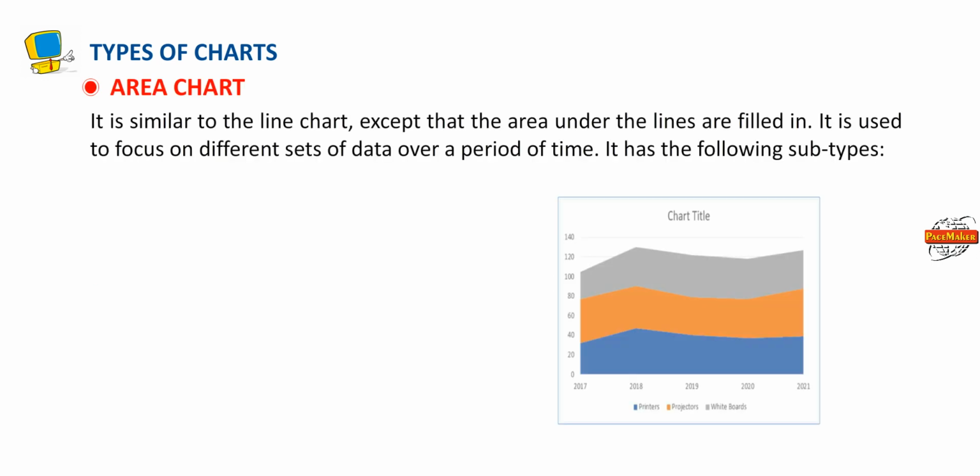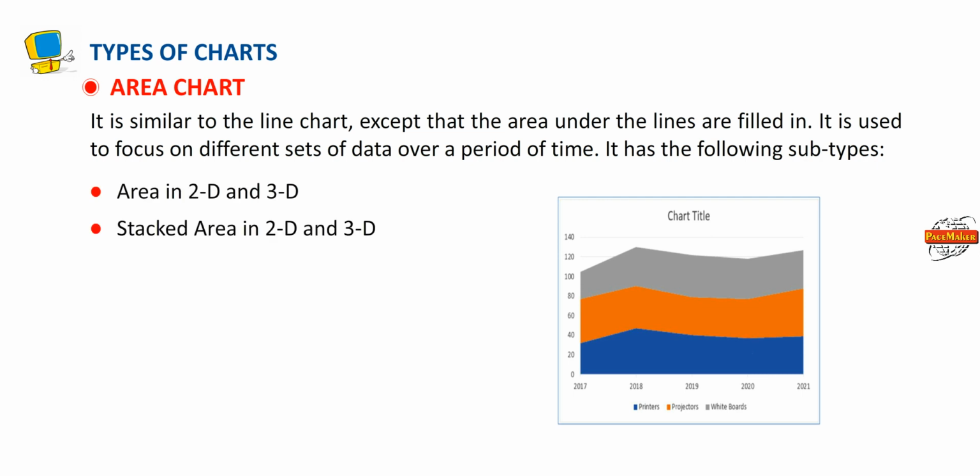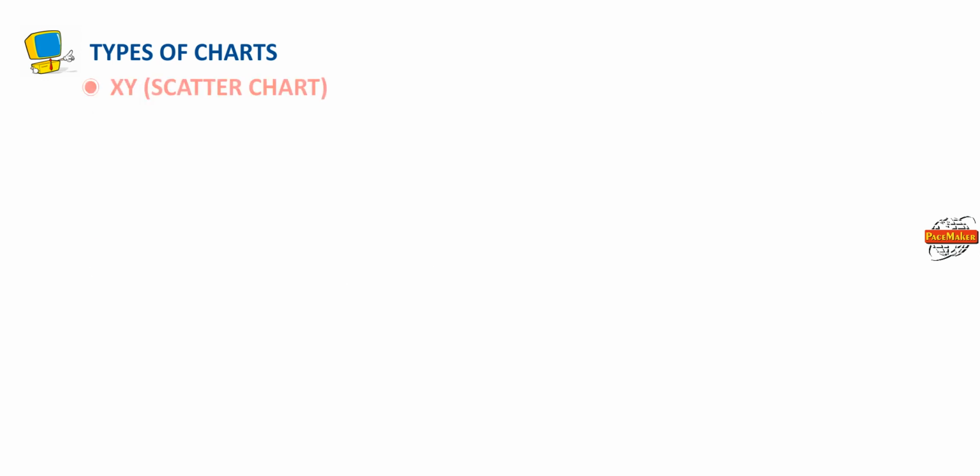Area chart. It is similar to the line chart except that the area under the lines is filled in. It is used to focus on different sets of data over a period of time and has the following subtypes: area in 2D and 3D, stacked area in 2D and 3D, 100% stacked area in 2D and 3D.